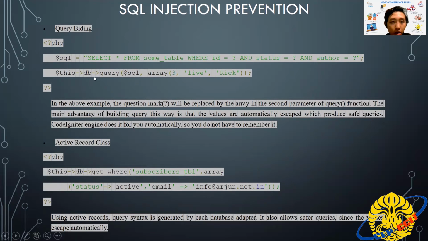And last, for SQL injections, we have Active Record class. In the example, the code is PHP: $this->db->get_where('subscribers_table', array('status' => 'active', 'email' => 'info@arjun.net.in')); So using Active Record, the query syntax is generated by each database adapter. It also allows safe queries since the values are escaped automatically.